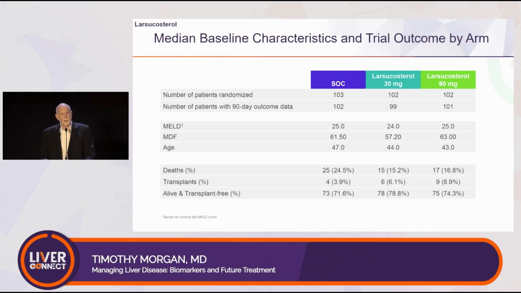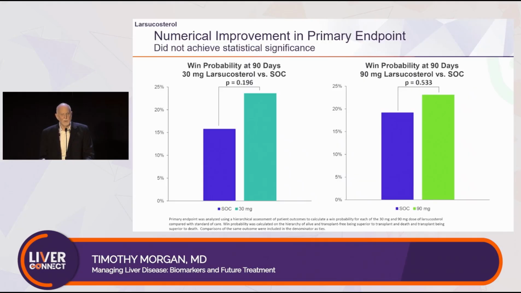If you look at the first row, about 100 people were randomized. In the second row, almost all of them had a 90-day outcome, which was their outcome time. If you look at the next row, MELD of 25, that's moderately sick. And the next row, Maddrey's discriminant function of 60, that's pretty sick. So these were a sick group of people, with an average age of about 45. And then the next group, just death. In the placebo group, 24.5% decreased to 15% to 17%. But some of the survival was related to getting a transplant. So if you look at the very bottom, it was overall survival about 72% versus 80% versus 74%.